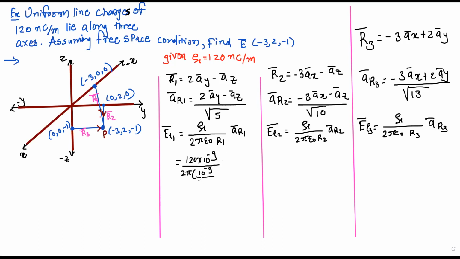10 raised to minus 9 upon 36 pi, into under root 5. This is the magnitude.